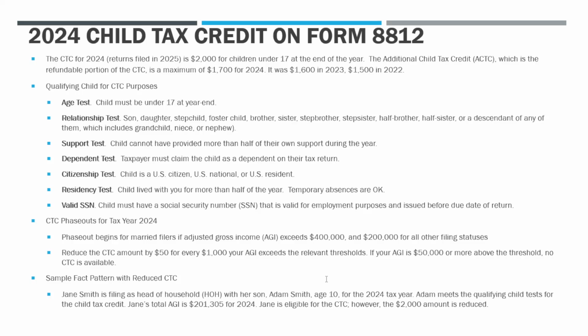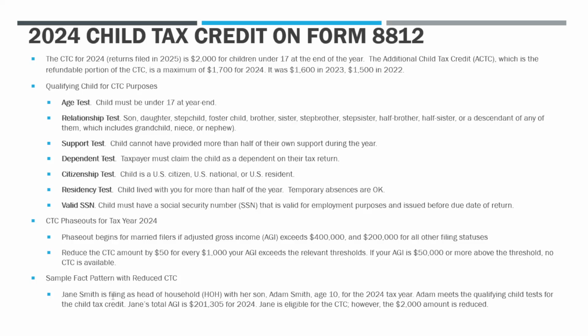Now the amount of credit is reduced by $50 for every $1,000 their AGI exceeds the threshold. And so the way the math works there, right, if your AGI is $50,000 or more over the threshold, then that CTC, if you're claiming for one child, is not going to be available.